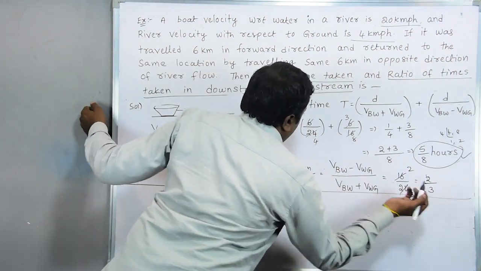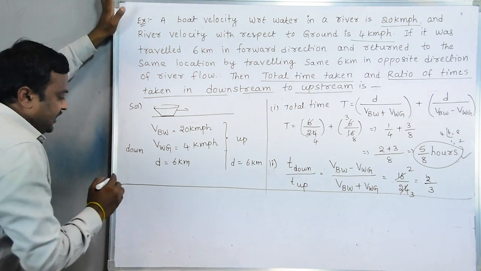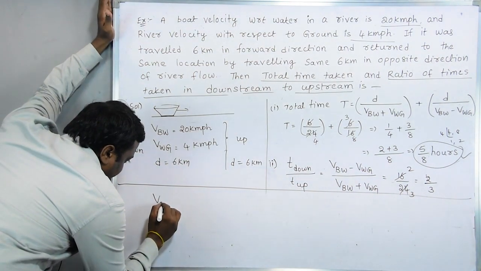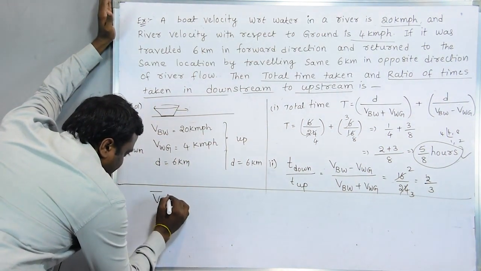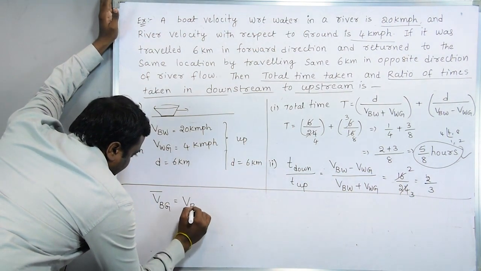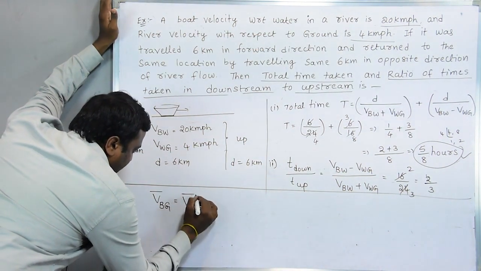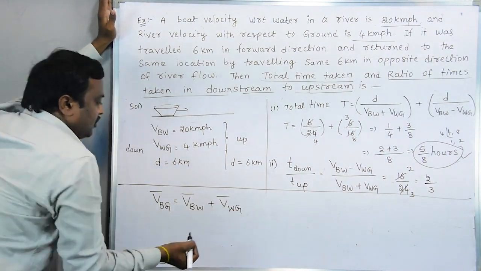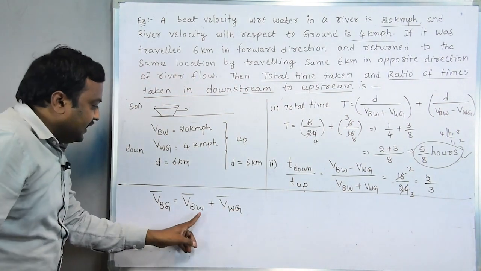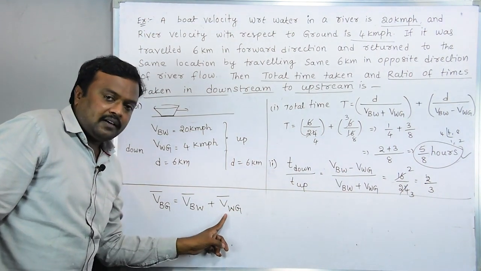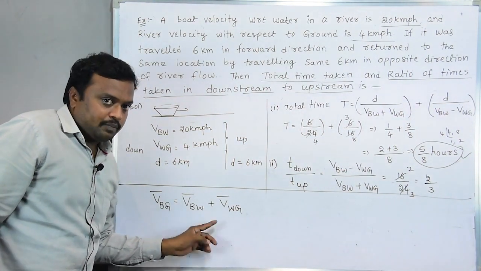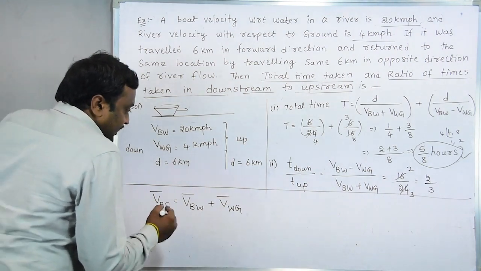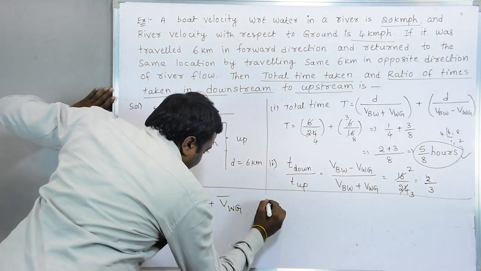Okay, now what is the main equation we derived? Velocity of boat with respect to ground is equal to, in vector form, velocity of boat with respect to water plus velocity of water with respect to ground. If these are with values, then we should take them in vector form.